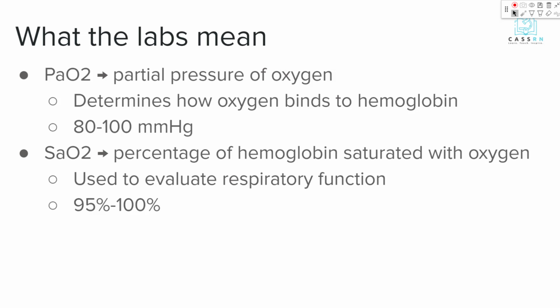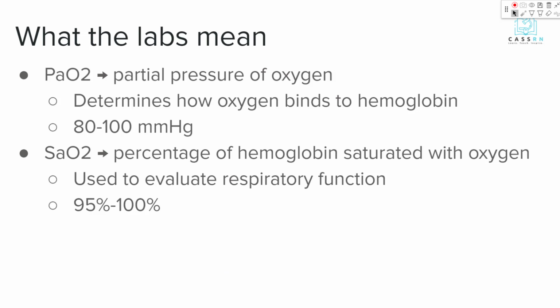So quick review of what these labs mean. The PaO2, that's the partial pressure of oxygen, and this actually determines how the oxygen binds to the hemoglobin. There's a lot of physiology here, but ideally 80 to 100 millimeters of mercury is ideal for how that will bind. Then we've got our SaO2, which is for respiratory function.